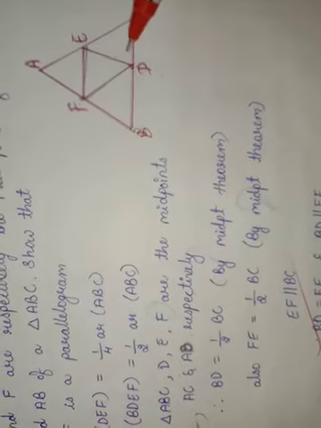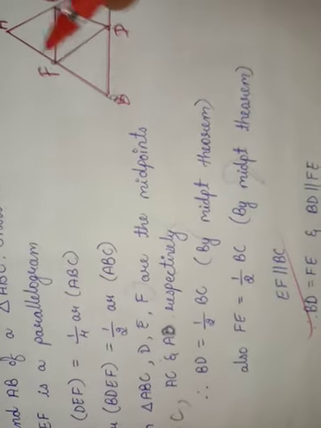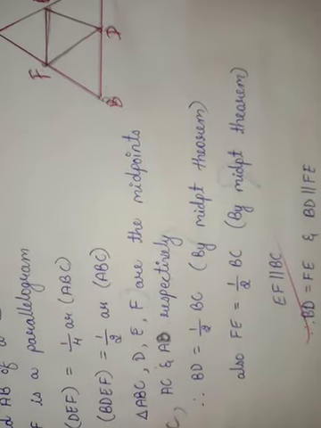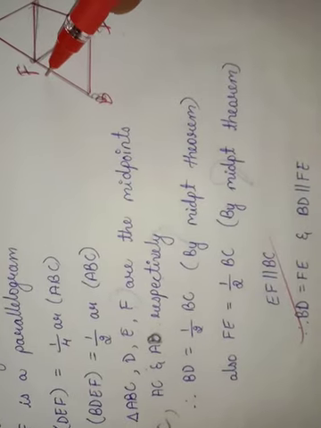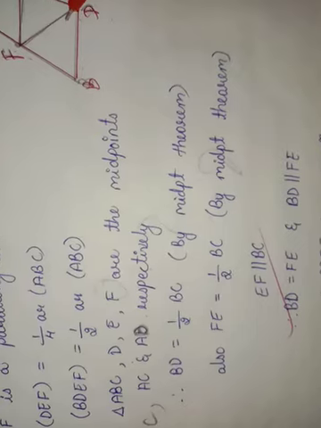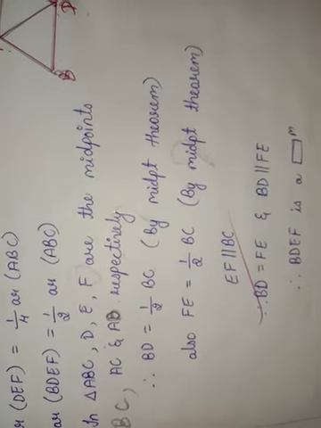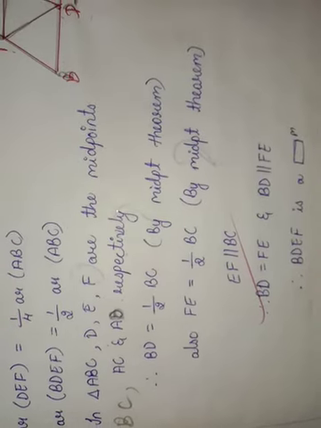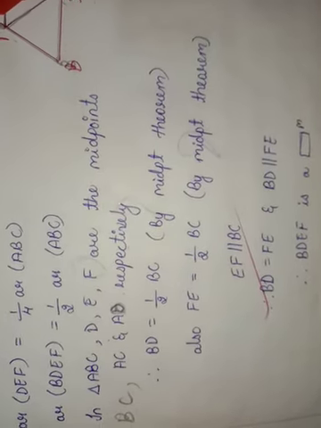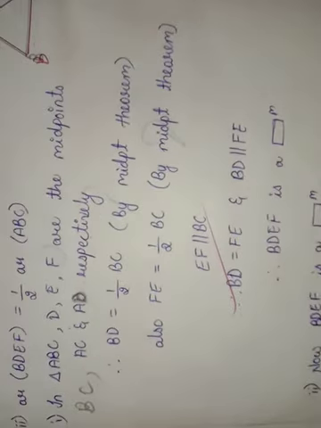Now the fifth problem: D, E and F are respectively the midpoints of the sides BC, CA and AB of a triangle ABC. Show that BDEF is a parallelogram, area of triangle DEF is equal to 1 by 4 times area of ABC, and area of parallelogram BDEF is equal to 1 by 2 times area of ABC. Let us see the first one now.